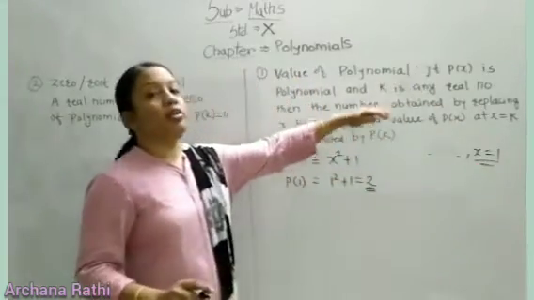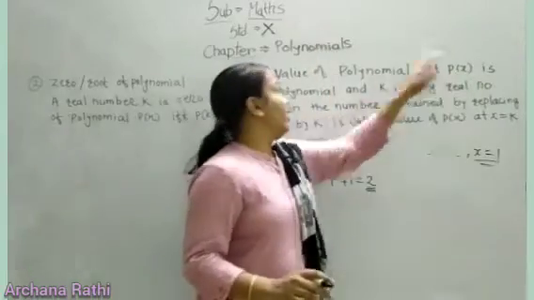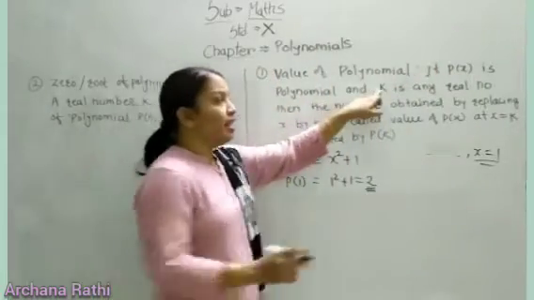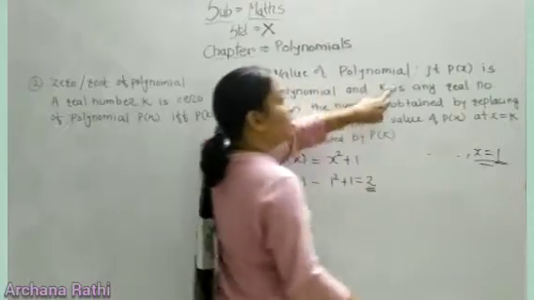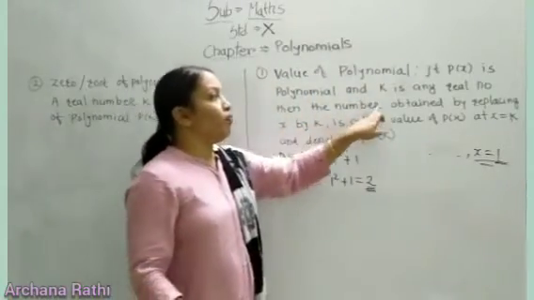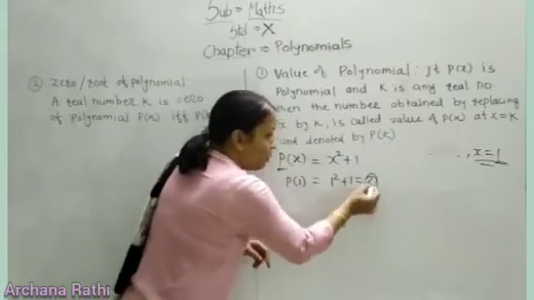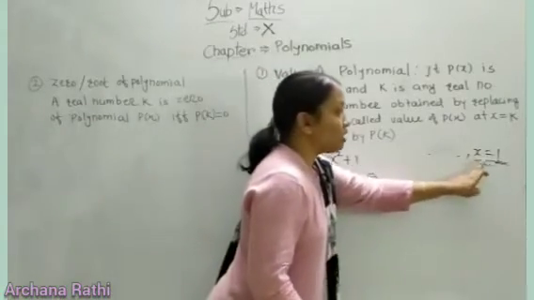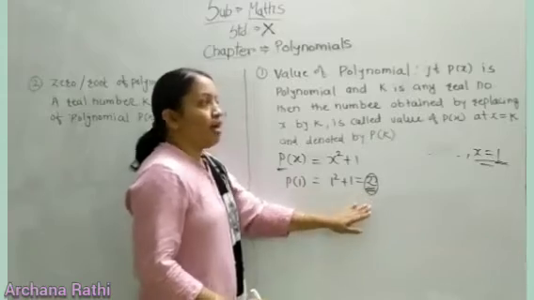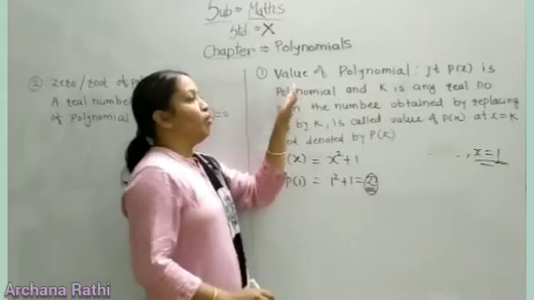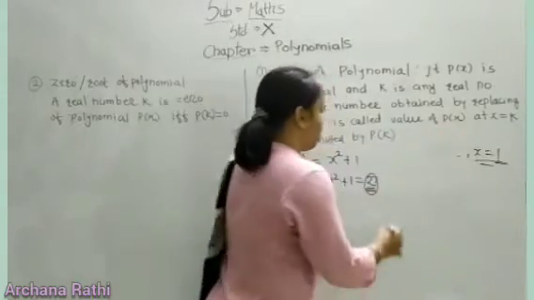This is only given theoretically. If p of x is a polynomial and k is any real number, then the number obtained by replacing x by k, just as the number obtained by replacing this x by 1, is called the value of this polynomial at x equal to k.